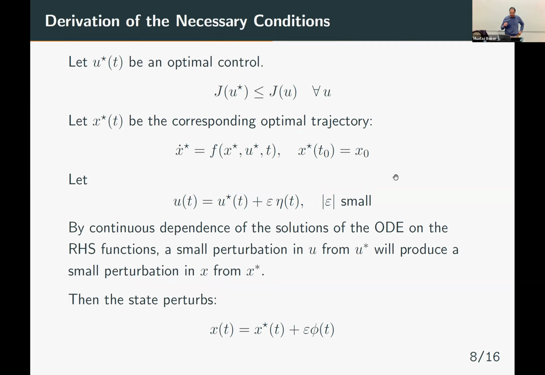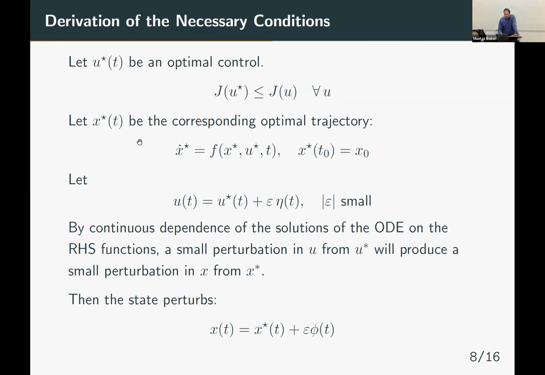So, derivation of the necessary condition. Let U star be the optimal control. In this course, typically when I use a star, it means the optimal solution, the minimal one, which could include minimum or maximum, but typically we're talking about the minimum solution here. It means that if you take that U star and plug it in, the cost based on U star is less than or equal to the cost using any other U, for all U. This symbol here means for all U.